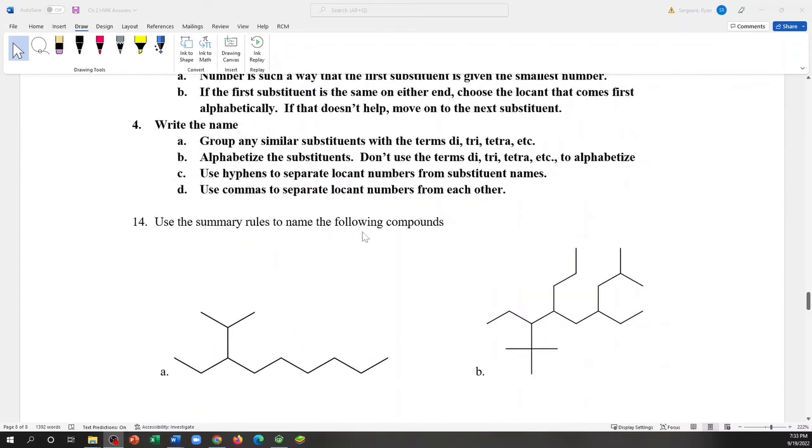So let's go ahead and use these summary rules to name compound A and compound B. Once again, pause the video, try this on your own, and then restart the video, and I'll walk you through the correct answer.